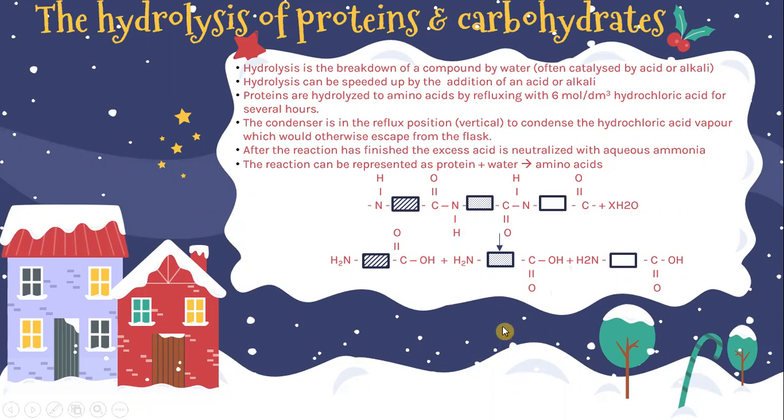Proteins are hydrolyzed to amino acids by refluxing with 6 mol dm^-3 hydrochloric acid for several hours, and the condenser is in the reflux position, which is vertical, to condense the hydrochloric acid vapor, which would otherwise escape from the flask. After the reaction has finished, the excess acid is neutralized with aqueous ammonia. The reaction can be represented as protein mixed with water to form amino acids. You can see from this equation.